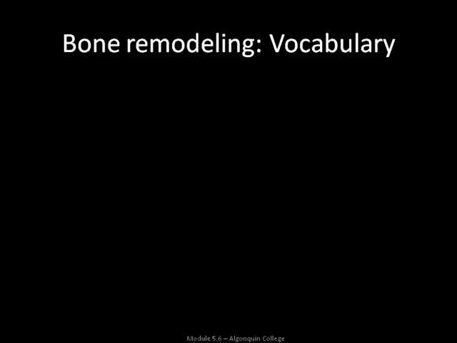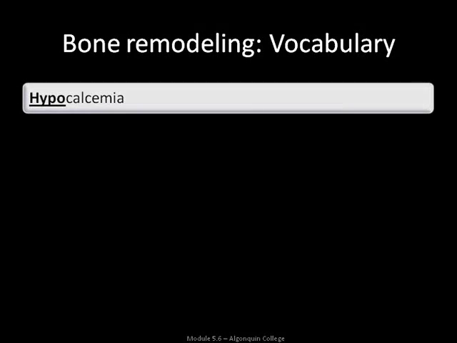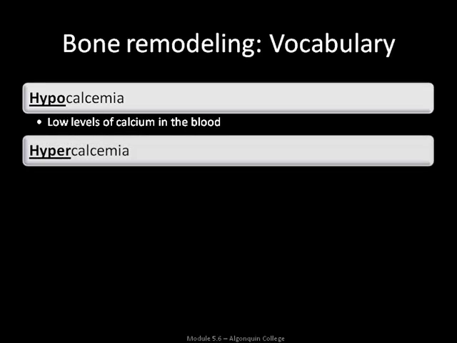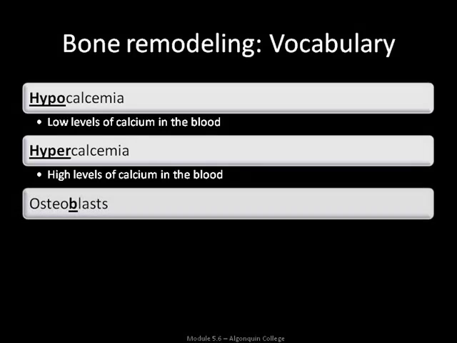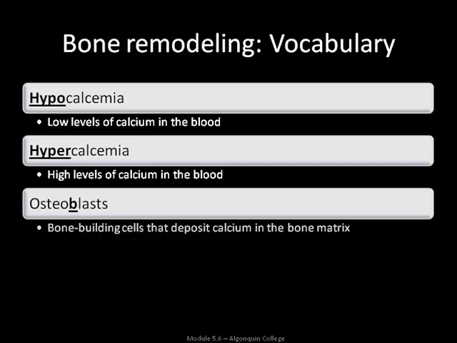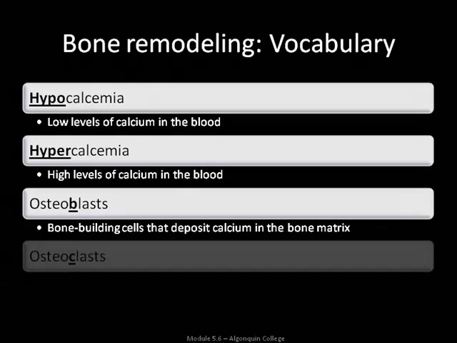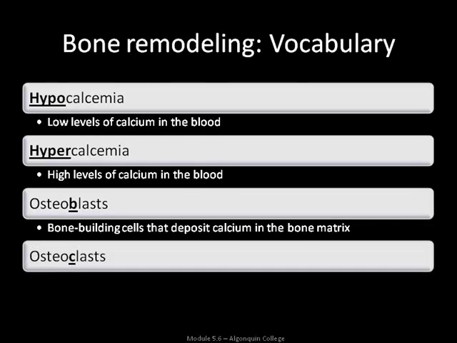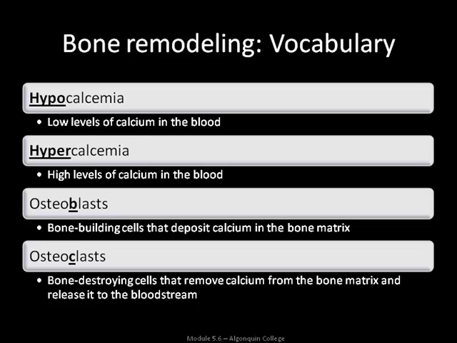Let's start with some vocabulary for bone remodeling. Hypocalcemia: low levels of calcium in the blood. Hypercalcemia: high levels of calcium in the blood. Osteoblasts: bone building cells that deposit calcium in the bone matrix. Osteoclasts: bone destroying cells that remove calcium from the bone matrix and release it into the bloodstream.